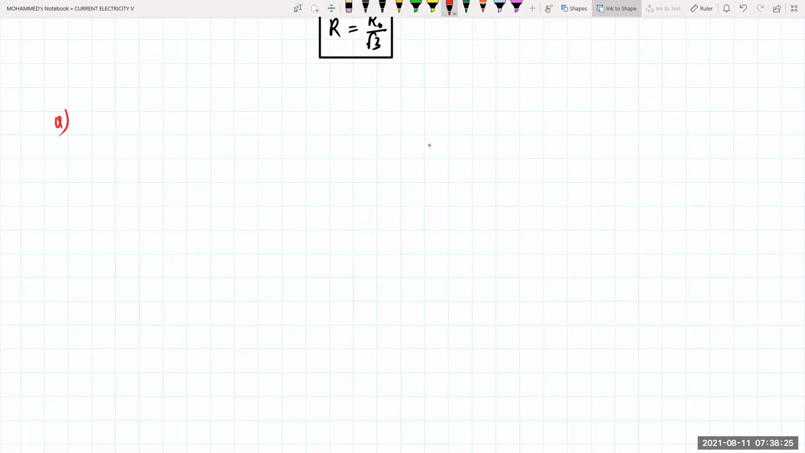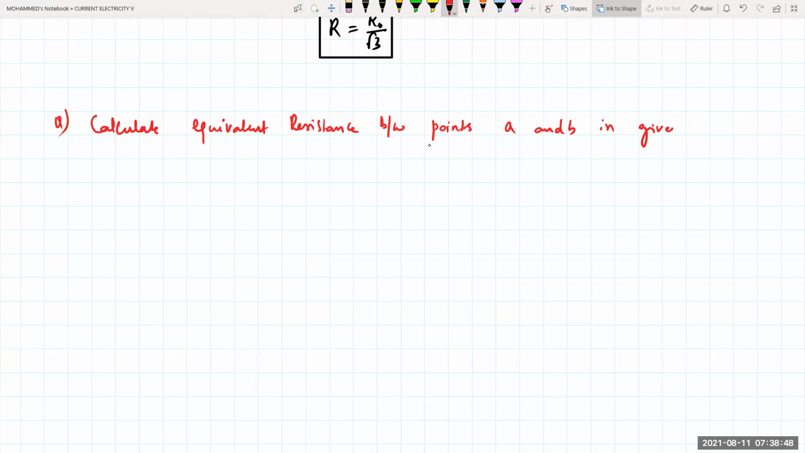Next question. Calculate the equivalent resistance between points A and B in the given infinite ladder. The circuit is given something like this.